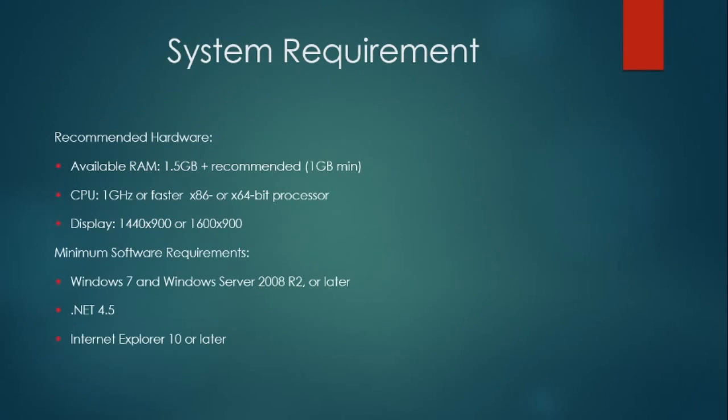So this is the basic system requirement to install Power BI. Minimum RAM should be 1.5 GB and recommended is 1 GB. But nowadays the system configuration is very high. If someone is purchasing a system, 4 GB RAM is already inbuilt nowadays, so no need to worry about the RAM size. CPU should be 1 gigahertz.